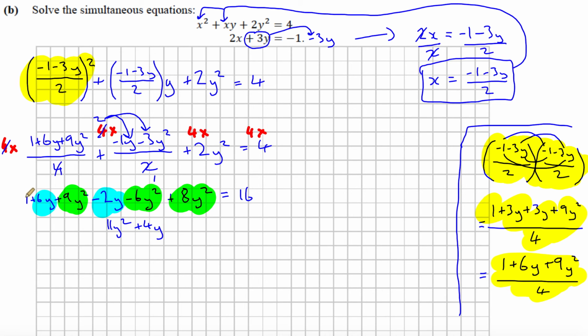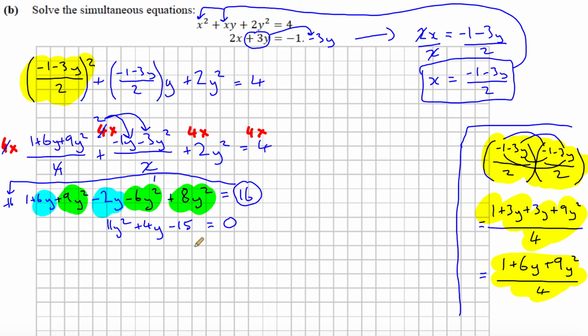And then I've got 1 here, and I'm going to bring this 16 over here to be a minus 16. So 1 minus 16 would be minus 15. And there'll be 0 left on the other side. So here's my quadratic equation that I'm now going to solve.